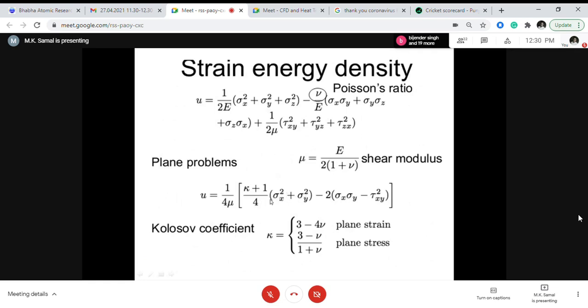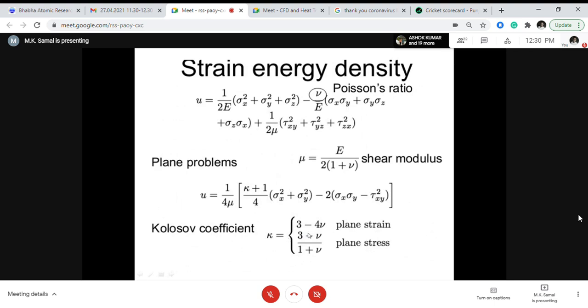Substituted in terms of sigma x, sigma y, you don't see any sigma z. And sigma z is taken care of by this factor kappa. This is called the Kolosov coefficient, this is kappa. So this parameter we will always encounter in fracture mechanics in our lecture. So kappa equals 3 minus 4 nu for plane strain problem, and (3 minus nu) by (1 plus nu) for plane stress.